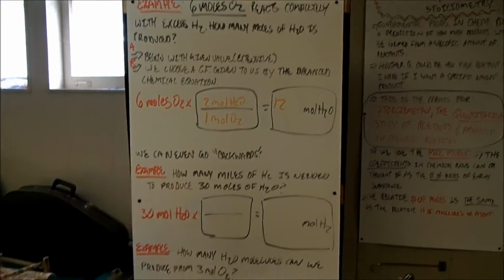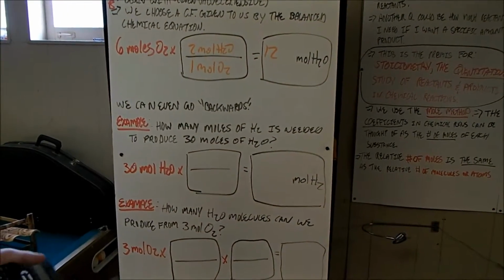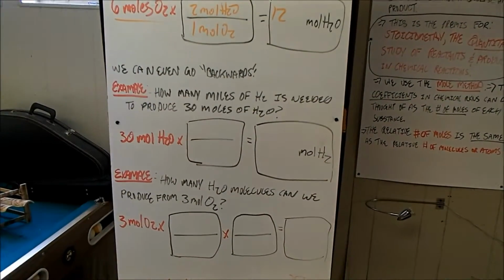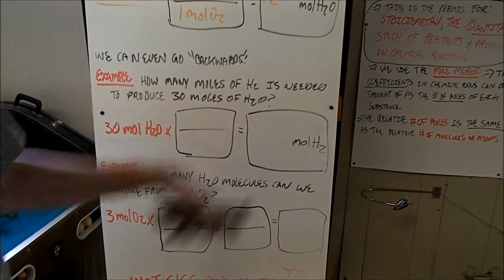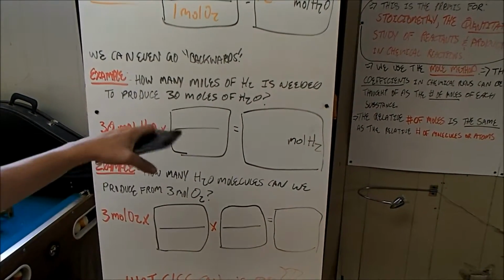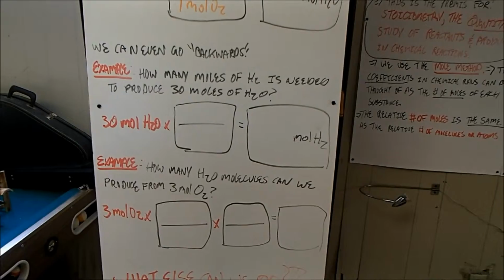We can even go backwards if you wanted to, so it doesn't matter which way you go. You could start with water and get the 6 moles of oxygen. How many moles of H2 is needed to produce 30 moles of H2O? So this is an example of going backwards.